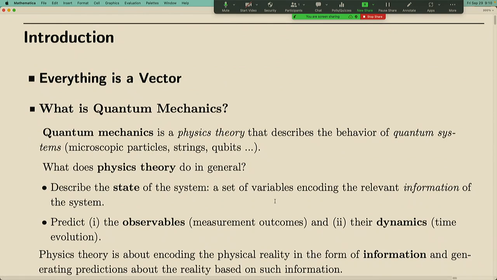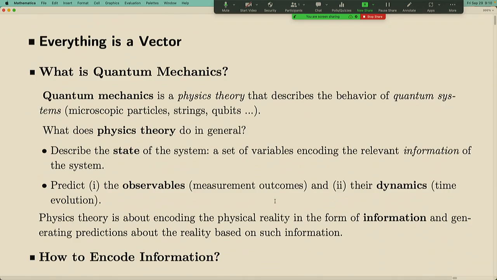And the most basic object in linear algebra is a vector. I want to propose this slogan called "everything is a vector," which is actually very popular, not only in physics nowadays, but also in computer science, in particular, machine learning and deep learning. So actually, quantum mechanics takes the same strategy as machine learning in treating information, in encoding information.